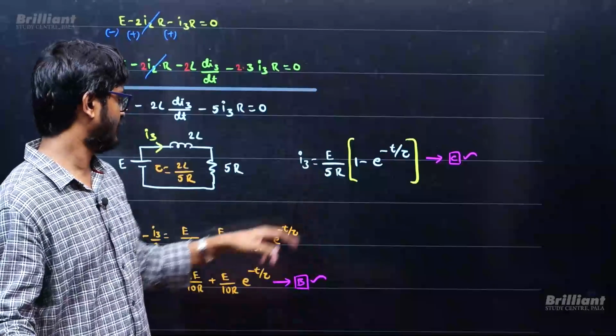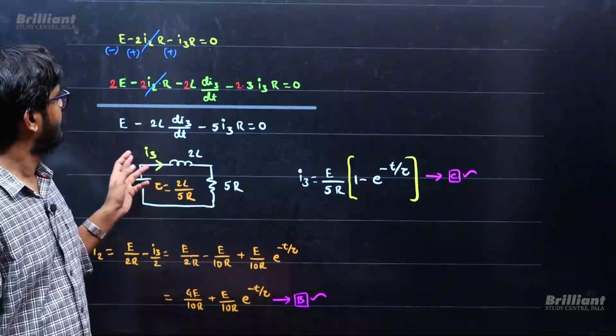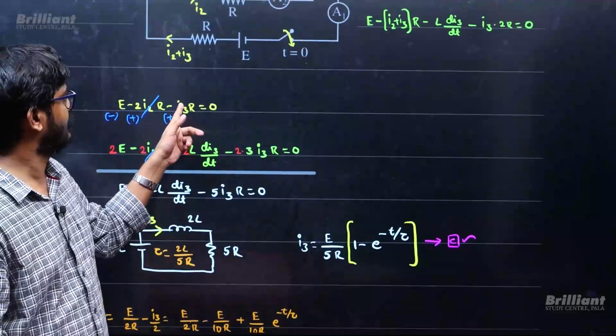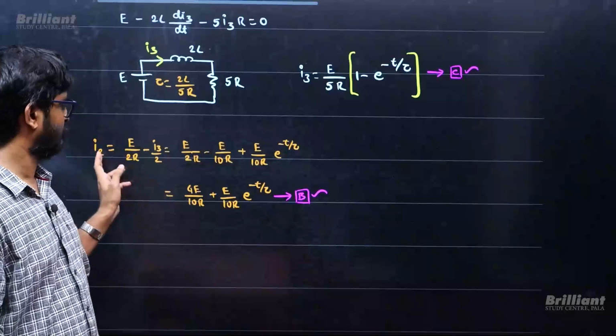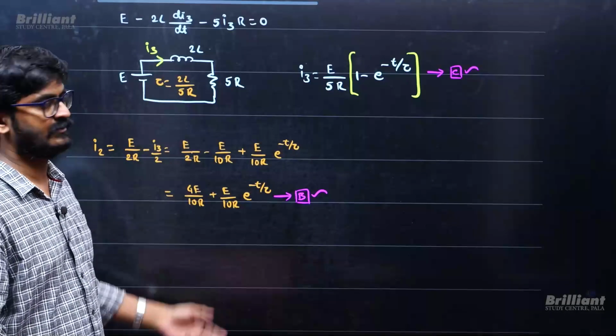That is the current in A3. Now if I want to find the current in A2, I know this equation. So if I know I3, I can substitute it back and I can get I2.